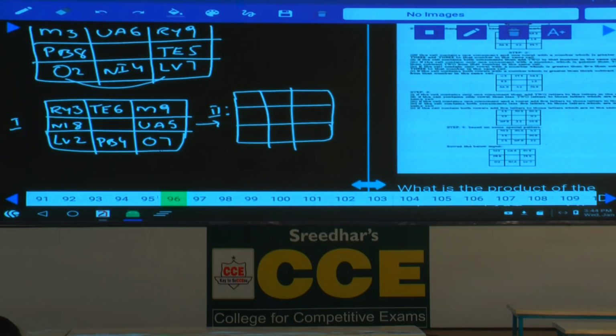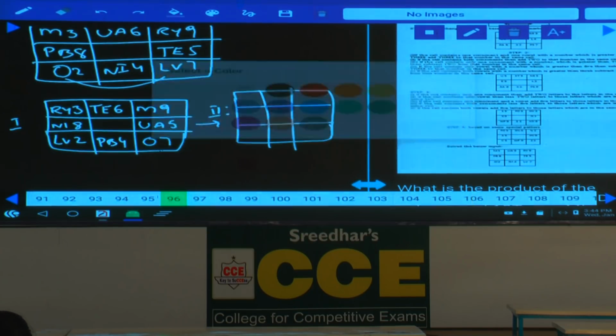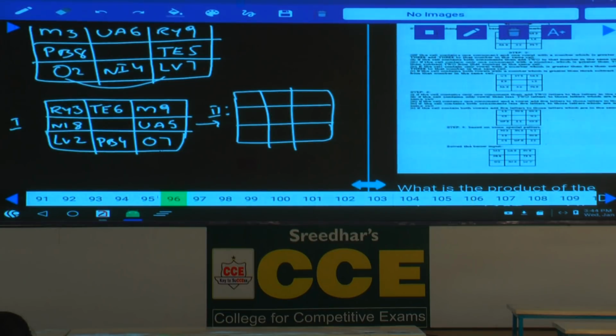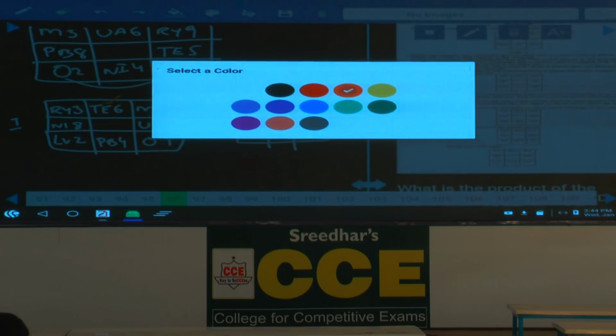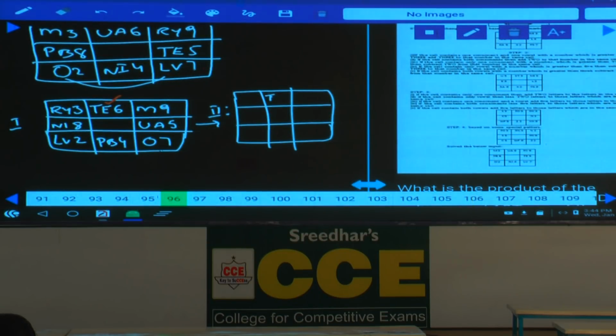Now one vowel and one consonant. Tell me which comes under this one. Ry3, both these two are consonants, and TE6. Now this TE6, the number is greater than 3, hence 3 should be added or subtracted? 3 should be added. Hence this will be TE9. Clear now?